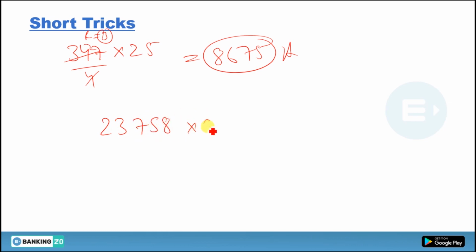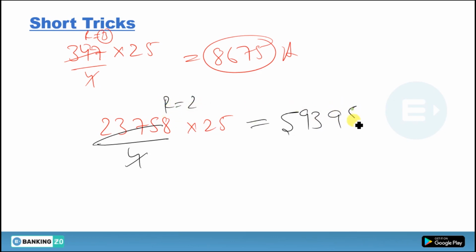Now see one more question. 23758. You have to multiply this number by 25. What are you getting? Do one thing. Divide this number just by 4. 5 4s are 20, 3, 9 4s are 36, 1, 3 4s are 12. So what are you getting here? 38, 9 4s are 36, the remainder is 2. If your remainder is 2, you are getting 50 here, and this one is the answer.